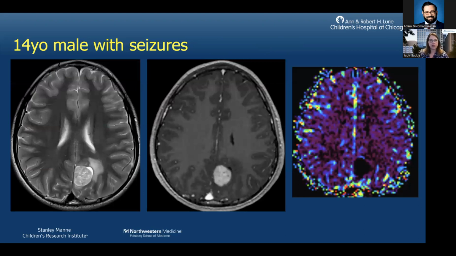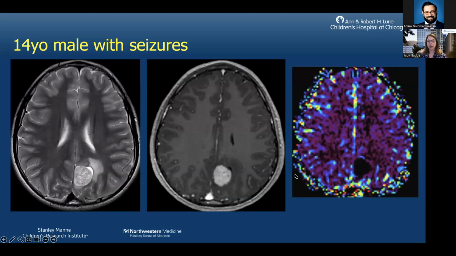So here's a case of a 14-year-old male with seizures. We can see this mostly T2 hyperintense and maybe some small cystic mass on the left. There's even some surrounding T2 hyperintensity. As far as I know, this did not have associated focal cortical dysplasia. And then we see a larger cyst. The solid component does demonstrate avid enhancement.